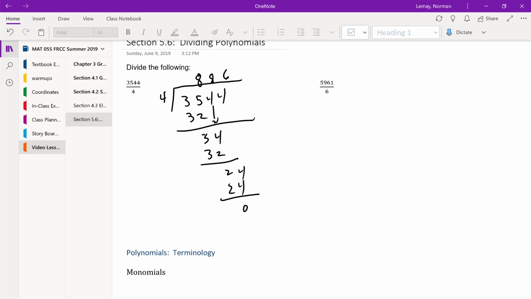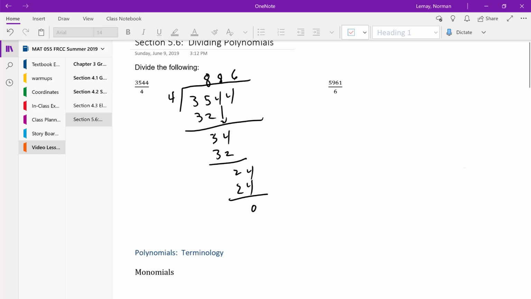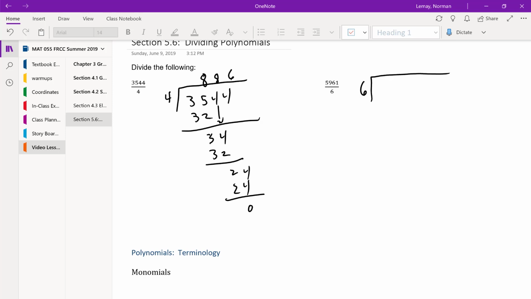We're going to be doing the same thing later on with polynomials, just to motivate this concept. So let's take a look at 5961, and we want to divide that by 6. We can't do the 5, so we'll take a look at the 59. What do we multiply 6 by to get 59? Notice that we don't go past 9. 9 times 6 is 54.